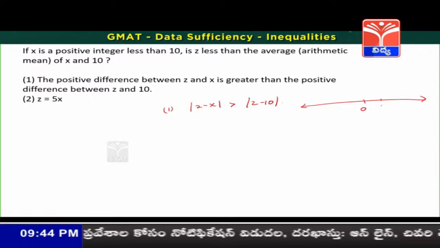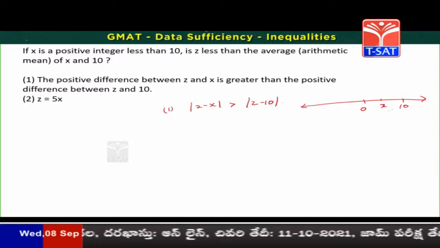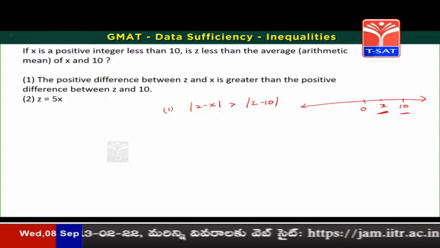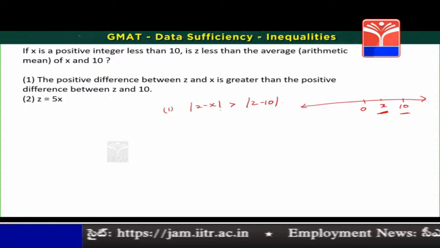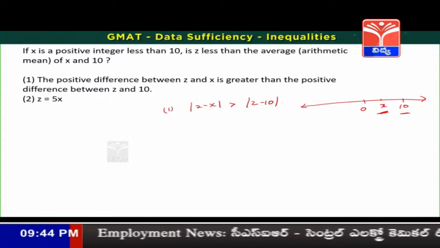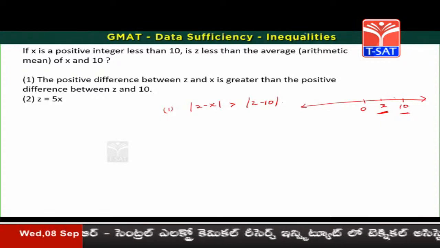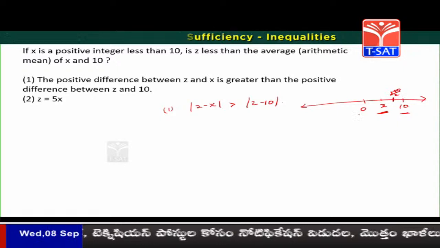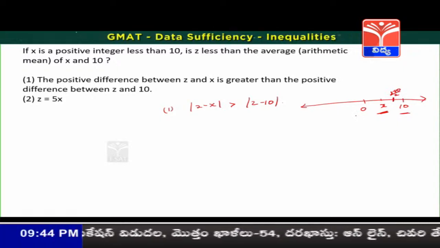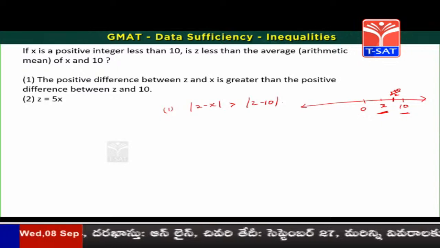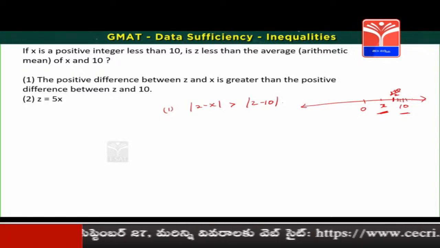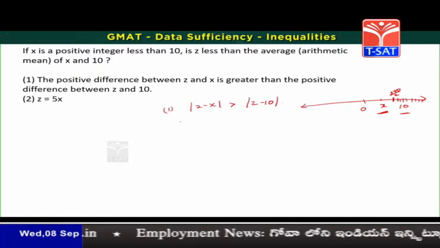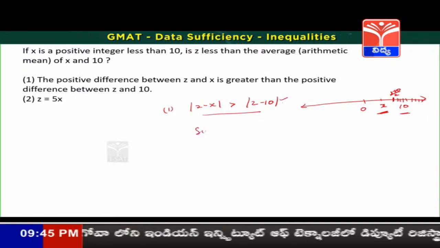Positive integer x is less than 10. So, x is here and let us say 10 is here. It is said that x is positive and it is less than 10. And they are saying that z is such that the distance from x to z is greater than the distance of z from 10. So, this is the middle point between x and 10. Let us say this is x plus 10 by 2. They are telling us that z is further away from x than it is from 10. So, it can be anywhere in this area. So, it is always greater than the average. So, statement 1 is sufficient to answer the question.